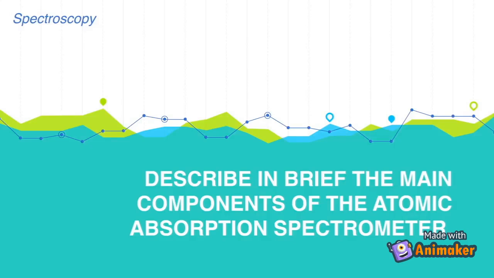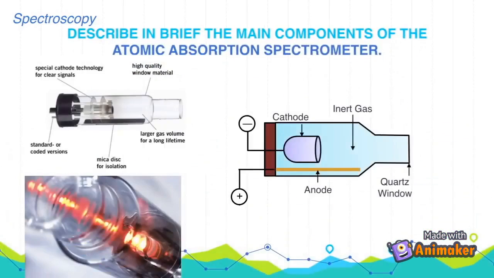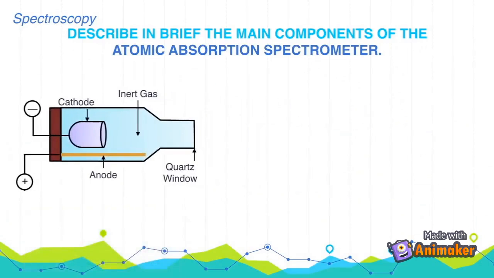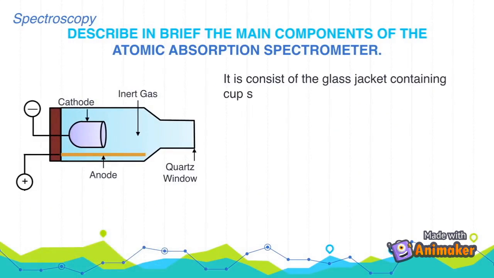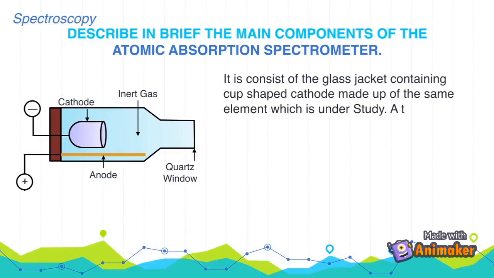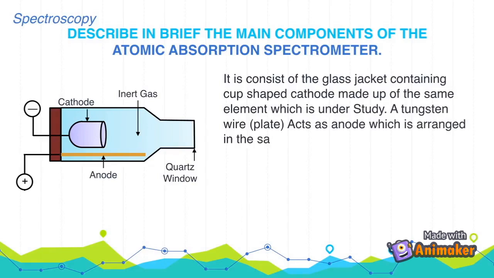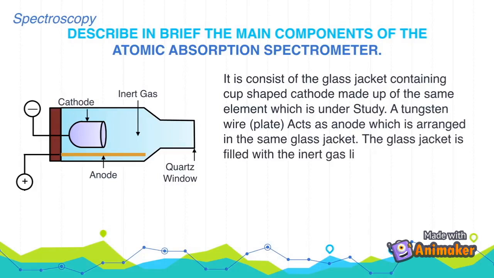Describe in brief the main components of atomic absorption spectrometer. The main components of the instrumentation used are as follows. 1. Source of radiations. It is a hollow cathode lamp. It consists of the glass jacket containing cup-shaped cathode, made up of the same element which is under study. A tungsten wire or plate acts as anode, which is arranged in the same glass jacket. The glass jacket is filled with an inert gas like neon or argon at a low pressure.